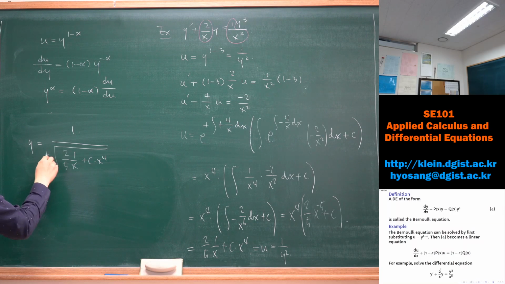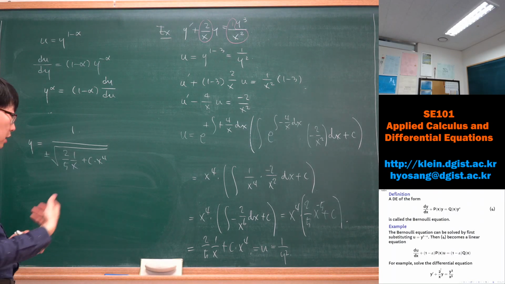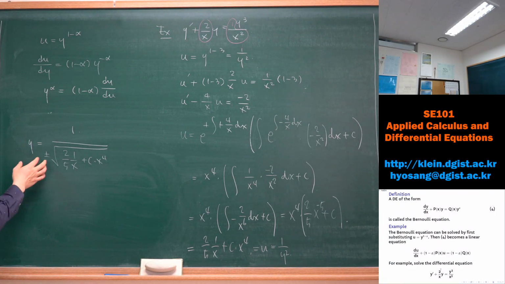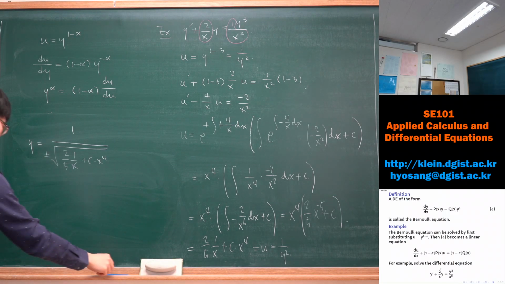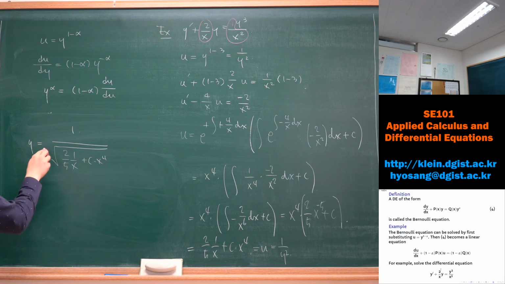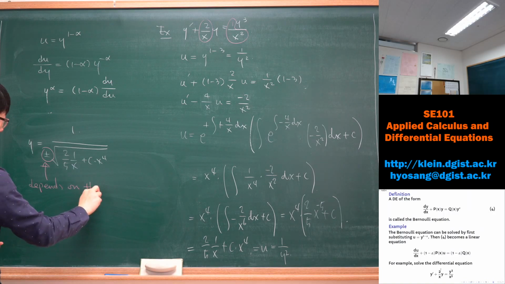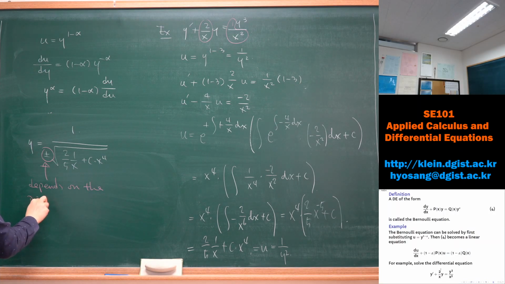So y could be negative or positive. It depends on which side you are in. If your initial point is negative, then you put the negative sign here. If it's positive, then you put the positive sign. So plus and minus depend on the initial value.